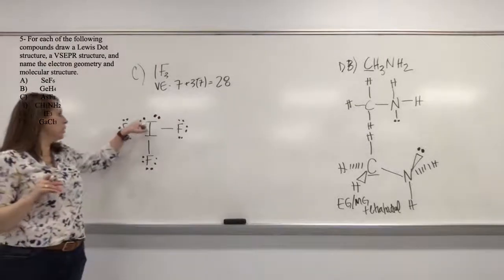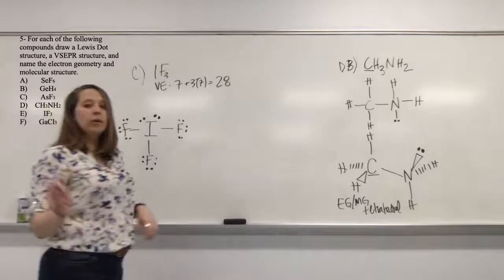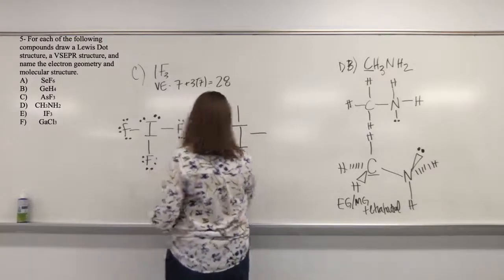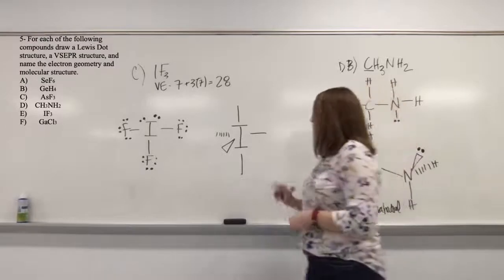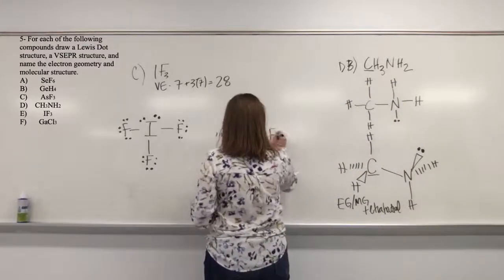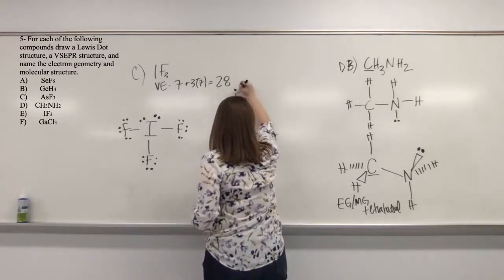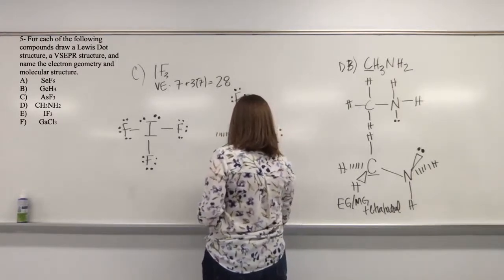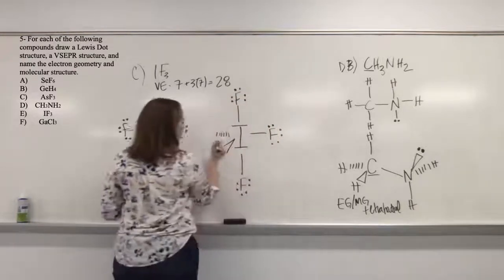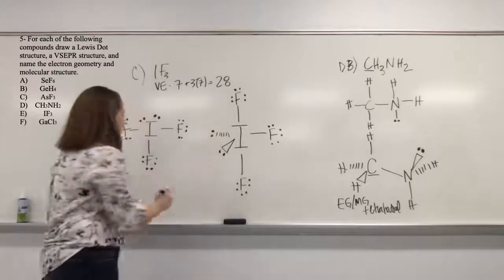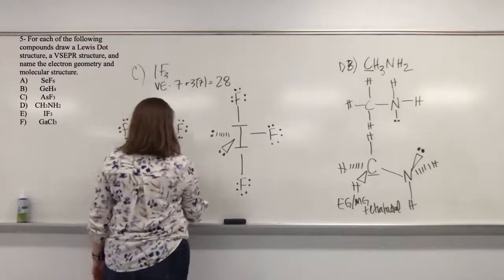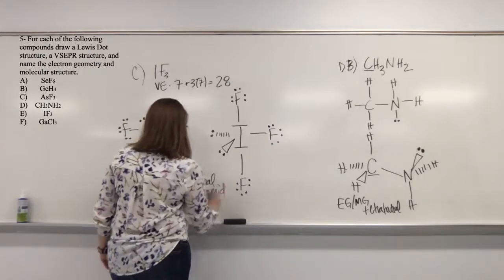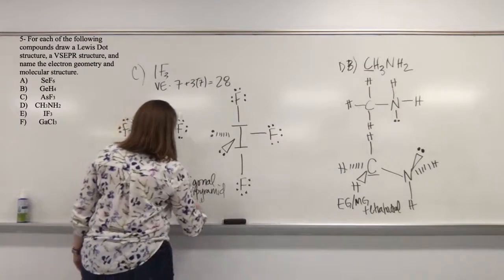So then we can count 1, 2, 3, 4, 5 things connected. In this case, we're going to put our iodine in the center. So now we have our 3 different fluorines. We can put our fluorines here, with their lone pairs. We're going to put our 2 lone pairs out here. And so the electron geometry here is trigonal bipyramidal. And the molecular geometry is T-shaped.